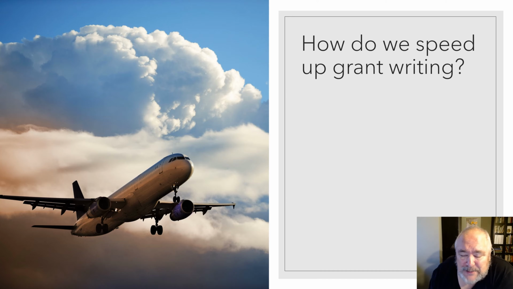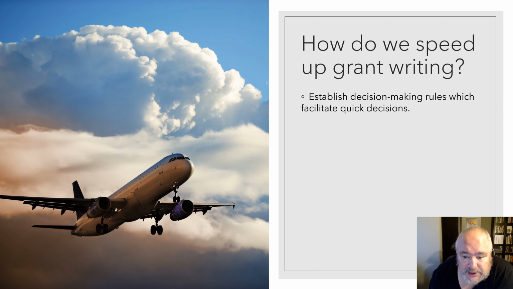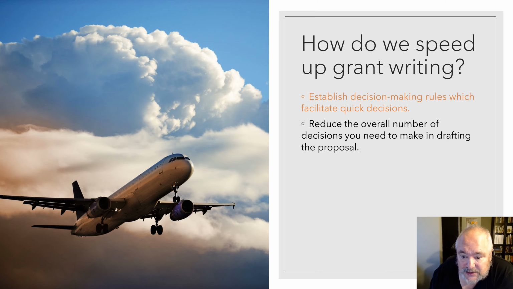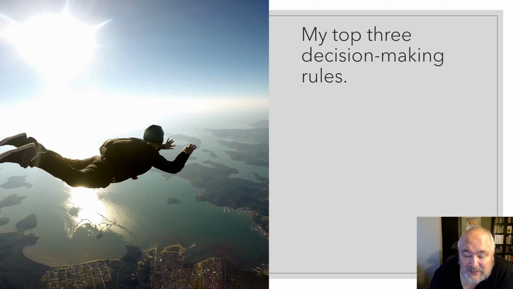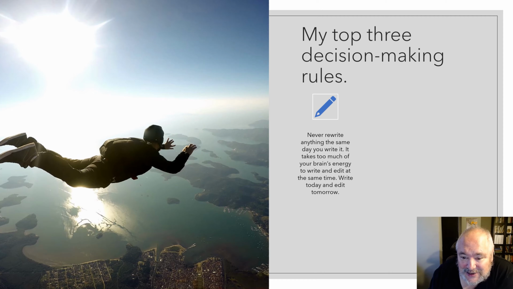So, how do we speed up grant writing? Well, first, we need to establish decision-making rules which facilitate quick decisions. We need to reduce the overall number of decisions you need to make in drafting the proposal. Also, you need to know your decision-making rules and then share them with your team. So, I thought I'd share with you my top 3 decision-making rules that I've been using with great success.